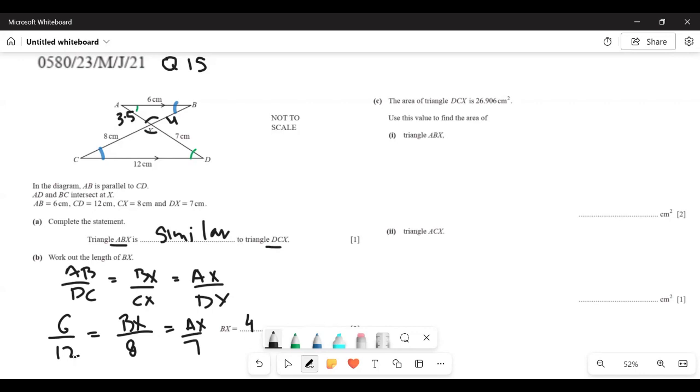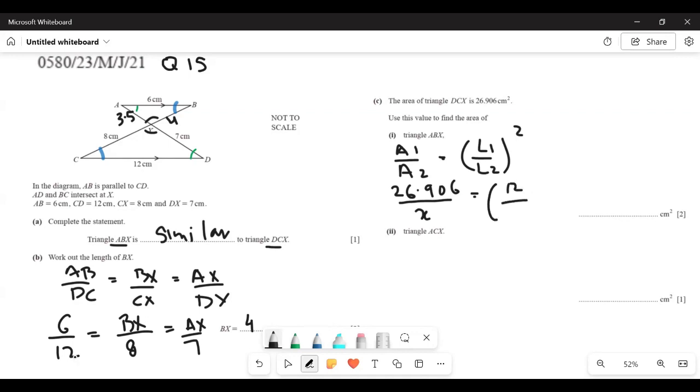Next, it says find the area of triangle ABX when the area of triangle DCX is given. So we use the ratio of areas in similar triangles, which is A1 over A2 is equal to L1 over L2 whole squared. If A1 is the bigger triangle, that is 26.906, and the area of ABX can be called X, equal to a length of the lower bigger triangle, which is 12, over a corresponding length in the upper triangle, which is 6, and then you square it, and then you solve it to get X.